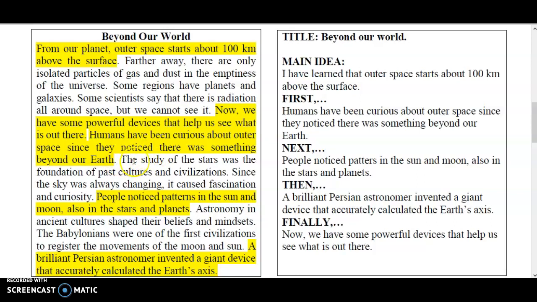Look, in the second paragraph, I can see the sentence, now we have some powerful devices. For me, it's another important idea. Humans have been curious is another idea.